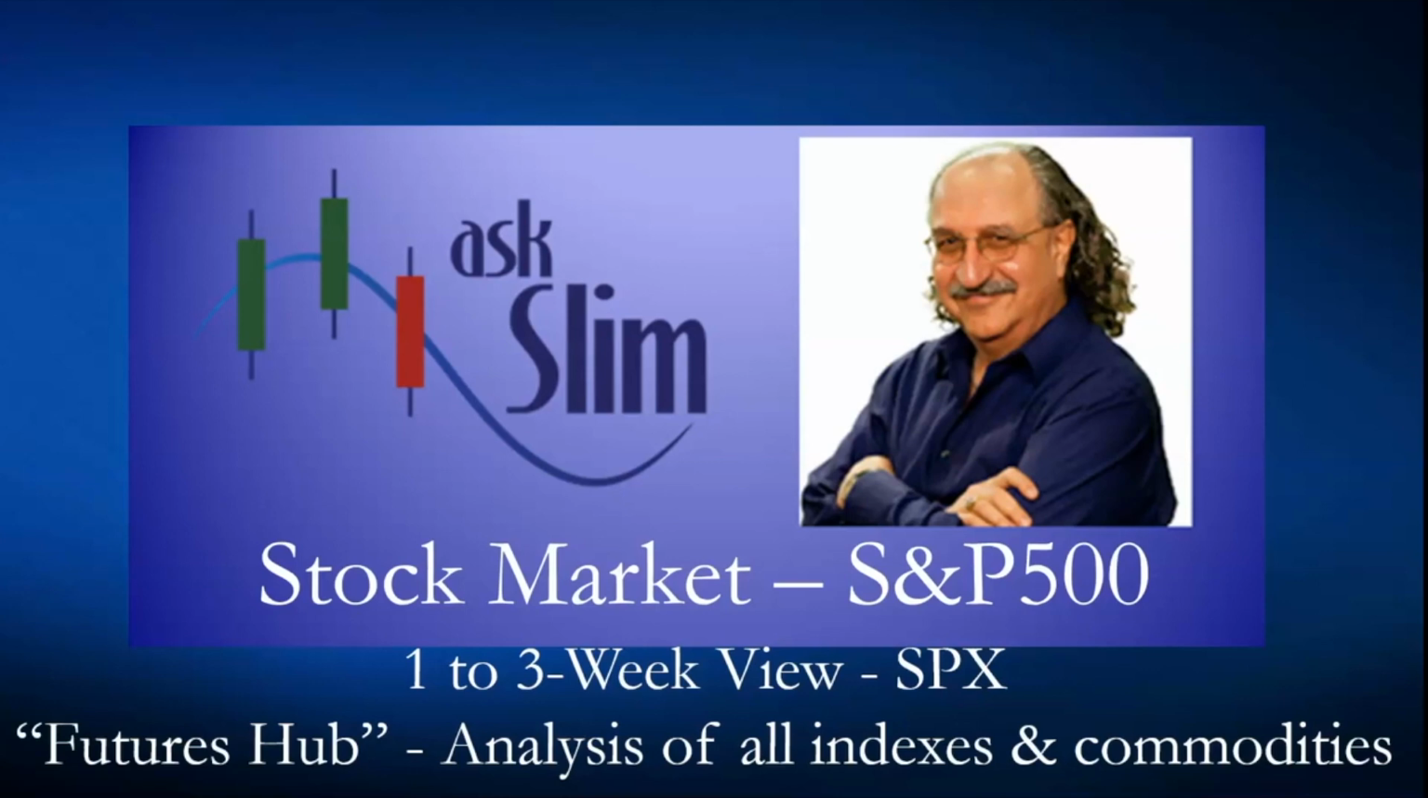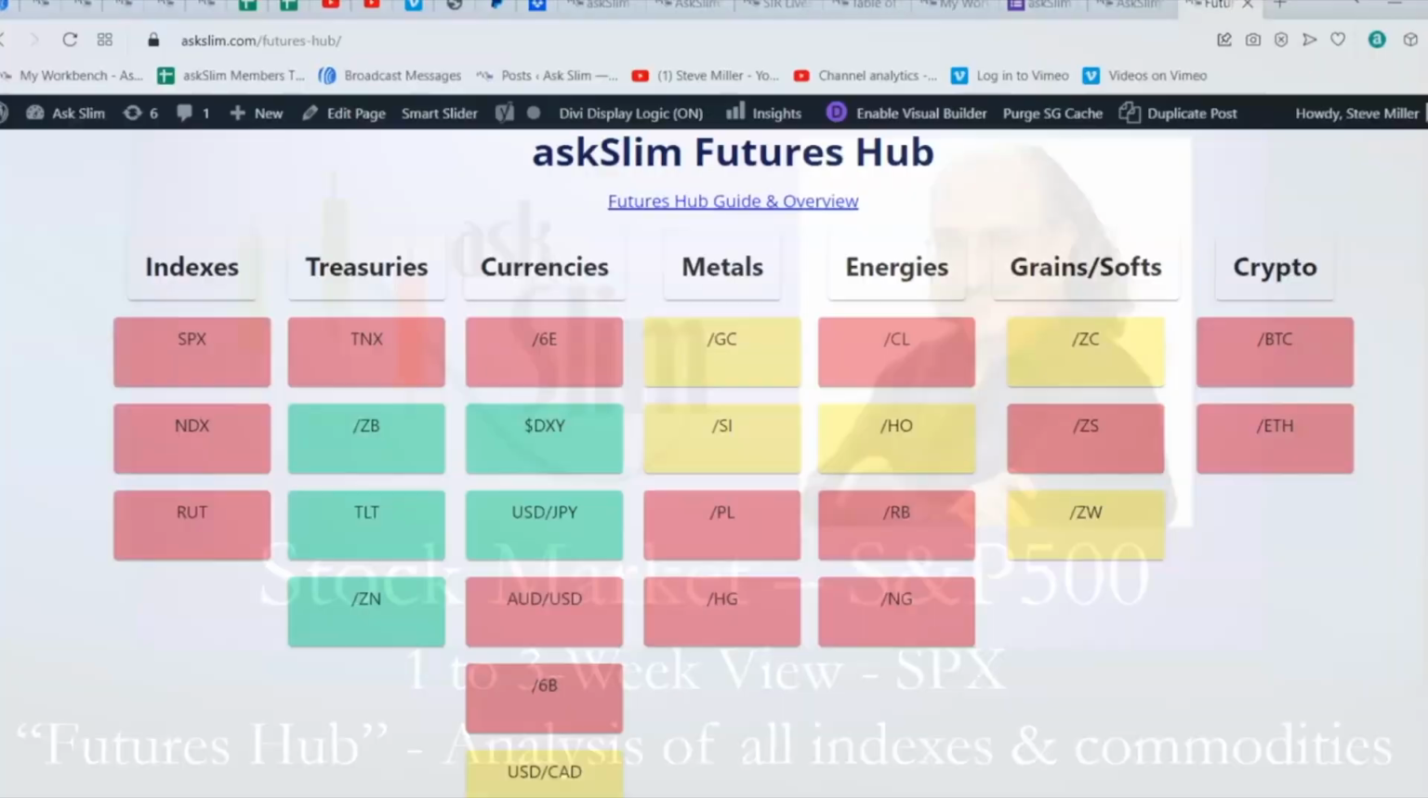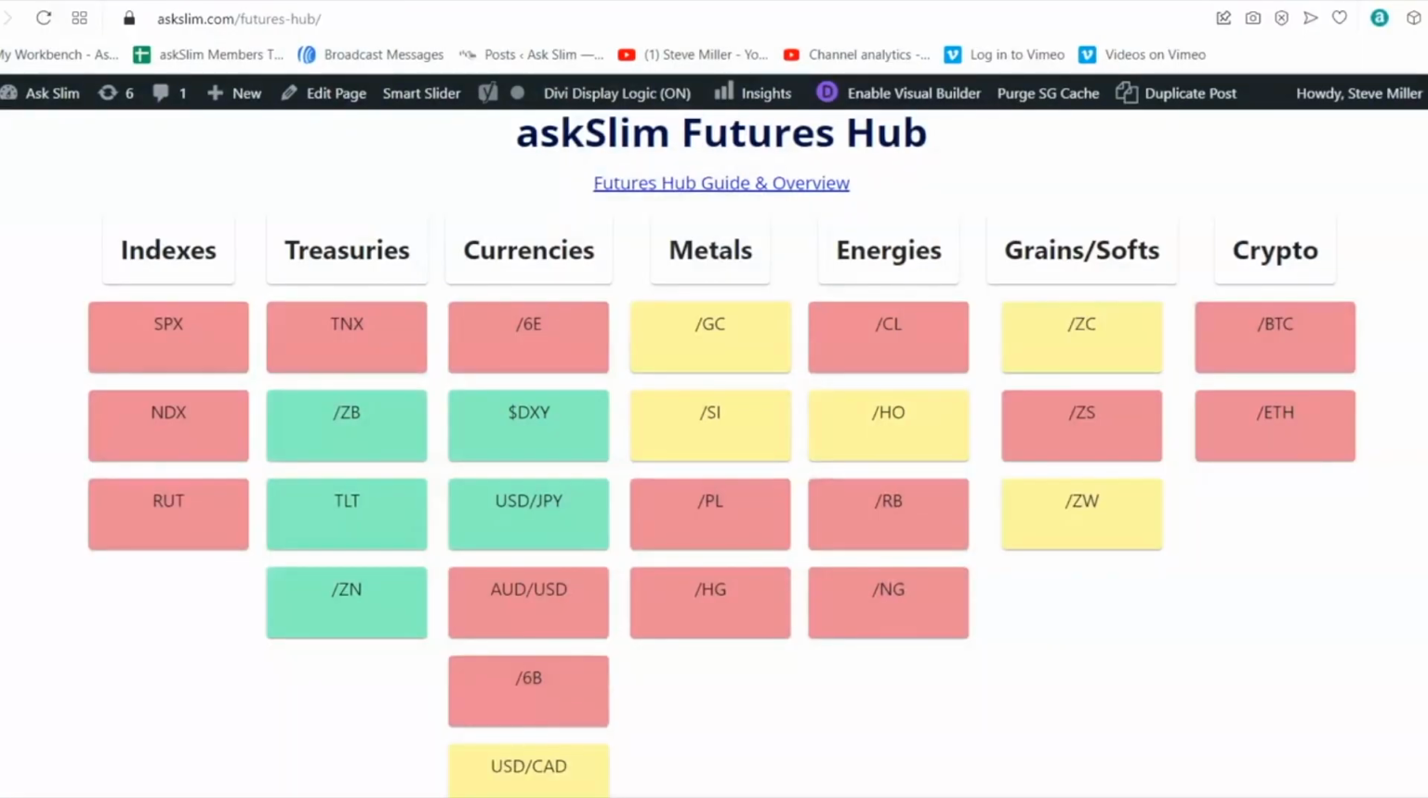And if I don't show exactly what you want to see in the S&P 500 analysis or in the indexes or in any of the 24 different futures contracts that we offer analysis on, I'm going to show you our futures hub and you'll be able to see how you could get that analysis. This is basically a single page that has all of our analysis in there.